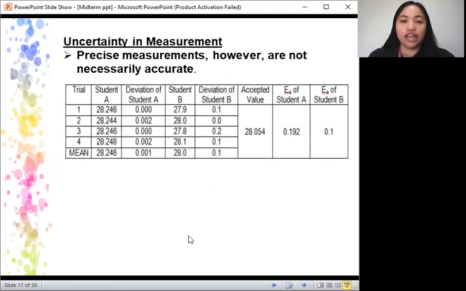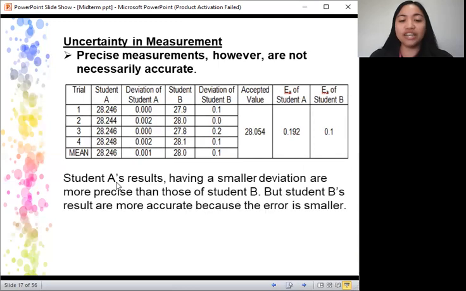So for example, student A got data for 4 trials and student B also for 4 trials. Student A's mean is 28.246, and student B's is 28. Okay? So the division value you get is 0.001 for student A and 0.1 for student B. So, who is more precise between them? So again, the least value of the division value is the most precise. So student A's results, having a smaller deviation, are more precise than those of student B.